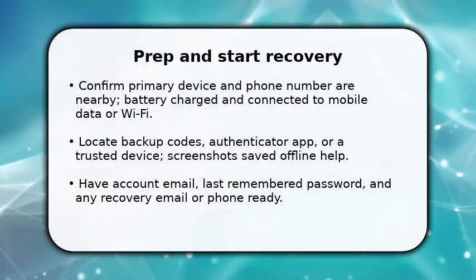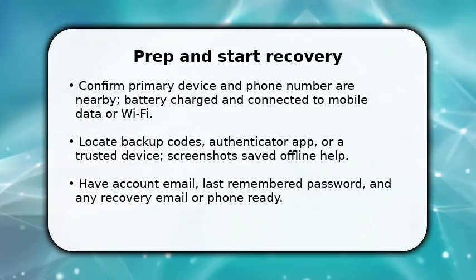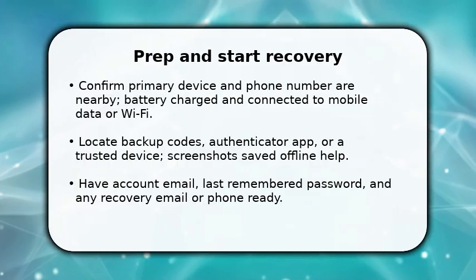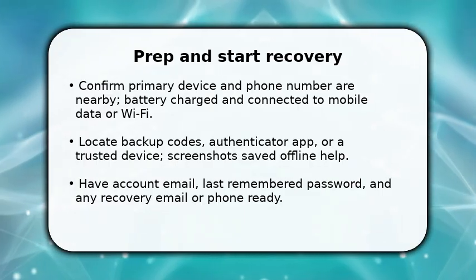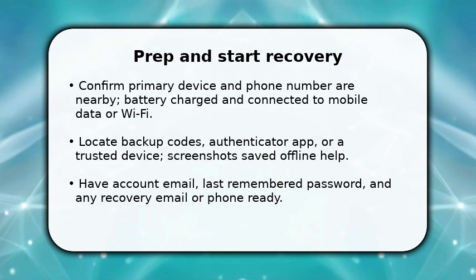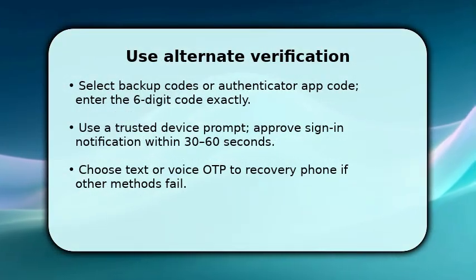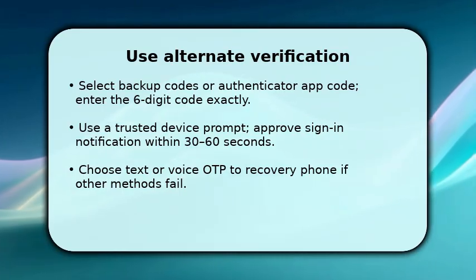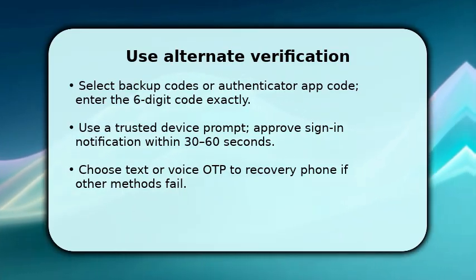Make sure to select a backup method you prepared, backup codes, an authenticator app, or a trusted device, because this unlocks the next set of recovery flows. Next, use the alternate verification path you prepared. If you have backup codes, enter one exactly as shown. They are single-use, so mark it used.